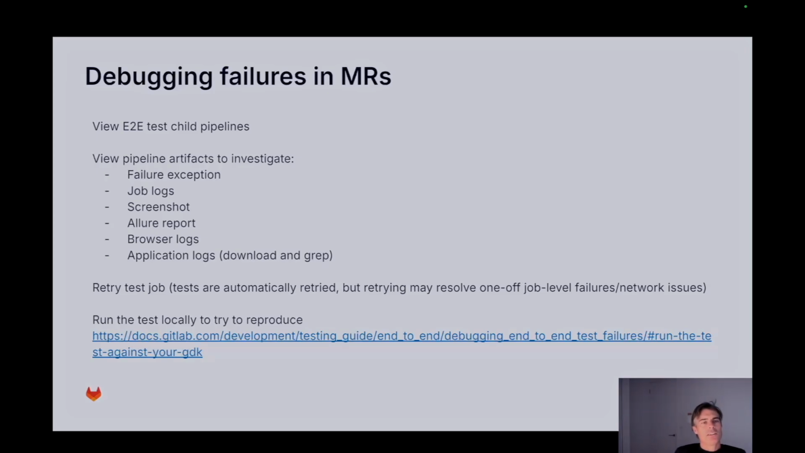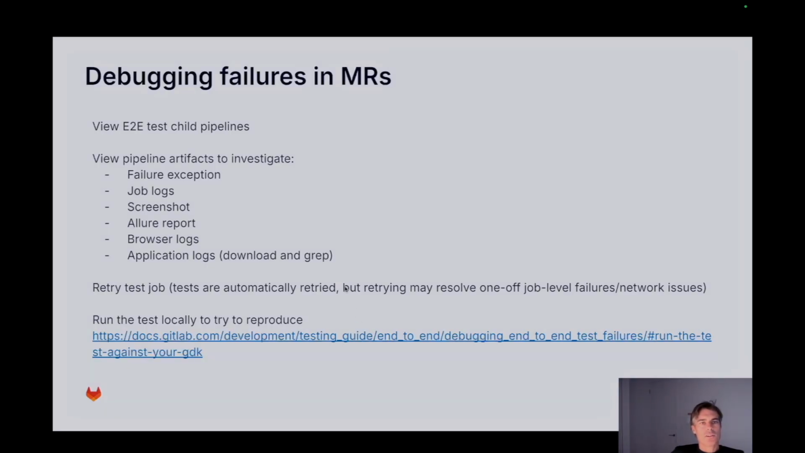In this section, we're going to take a look at a merge request with a failing end-to-end test. We're going to have a look at the different end-to-end test child pipelines and the different artifacts we can use to investigate the failure. These are the steps we could take before having to run the test locally to confirm that it's an issue.